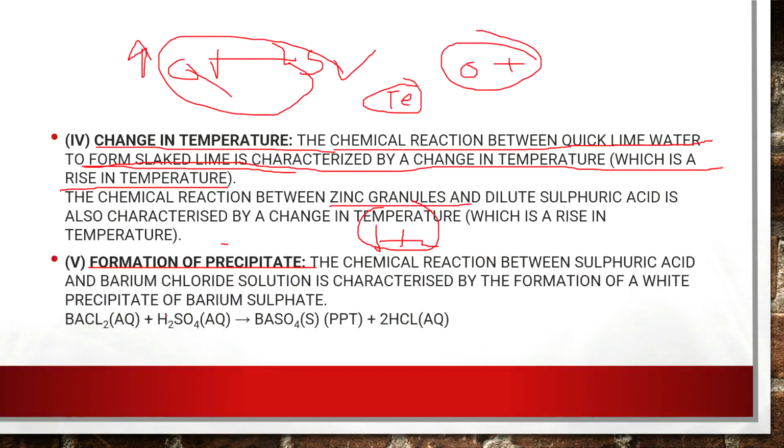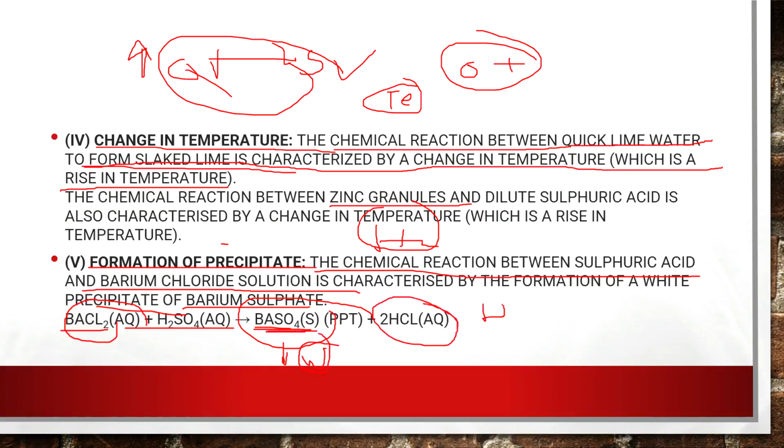Formation of precipitate is all about the chemical reaction between sulfuric acid and barium chloride solution. When barium chloride solution and sulfuric acid react, they give BaSO4, that is barium sulfate. So formation of a white precipitate, we have to keep in mind that it is a white precipitate. Then it also gives HCl, which stays in our stomach.